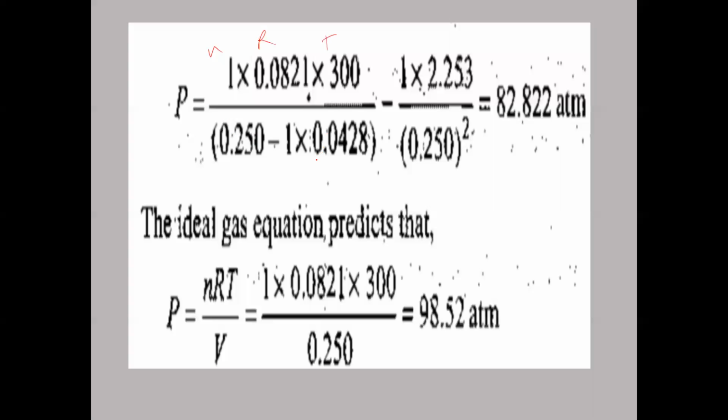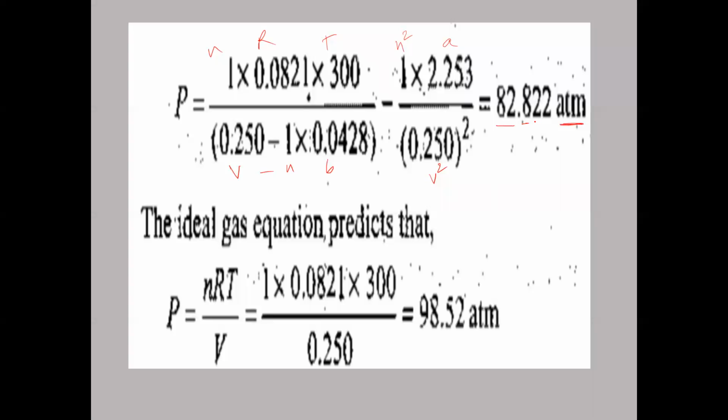nRT divided by V minus nb, minus an squared by V squared. With n squared meaning 1 squared, which is 1, divided by V squared. Like this we get 82.8 atm. How much pressure did we get here?